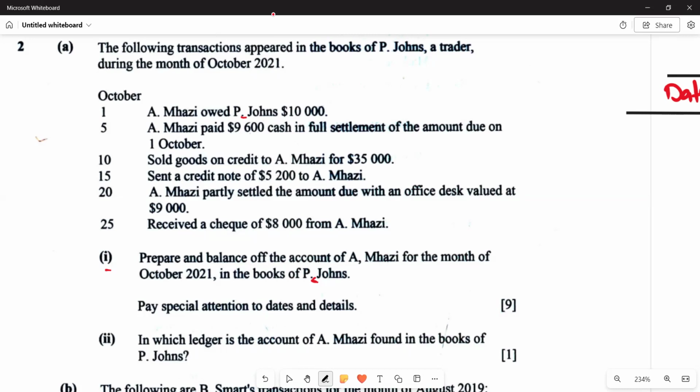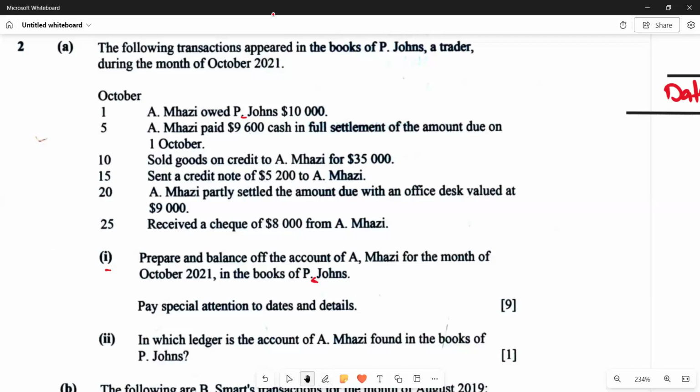Which means A. Mazi is your debtor. You sold goods to A. Mazi of $10,000. So A. Mazi has to pay you this $10,000. As simple as that. So you're just going to take A. Mazi as a debtor. Obviously, this balance is going to be on the debit side of the A. Mazi account. That's where you're going to see your balance b/d of $10,000.